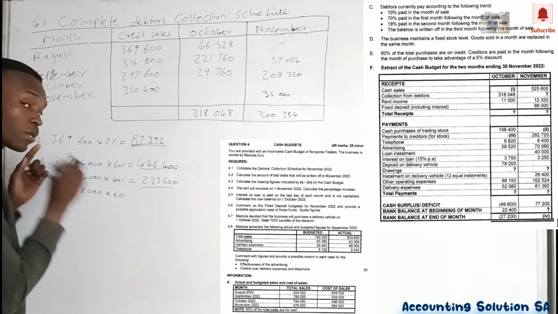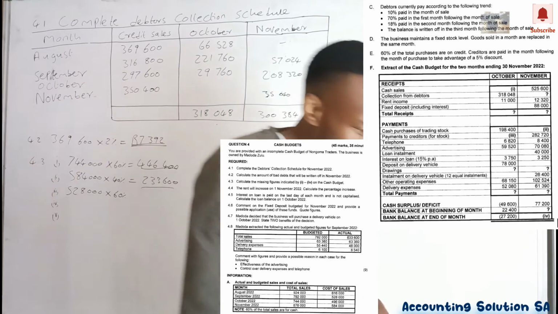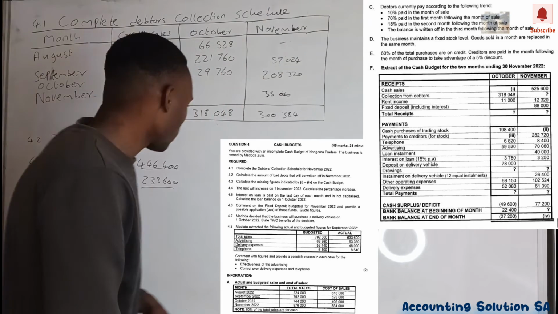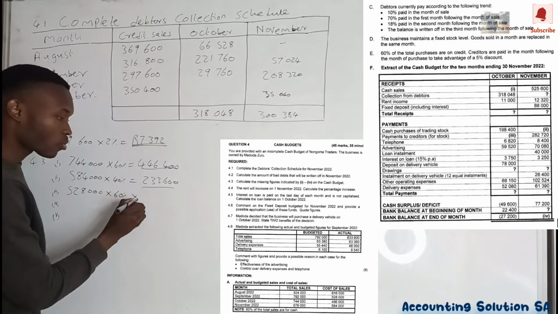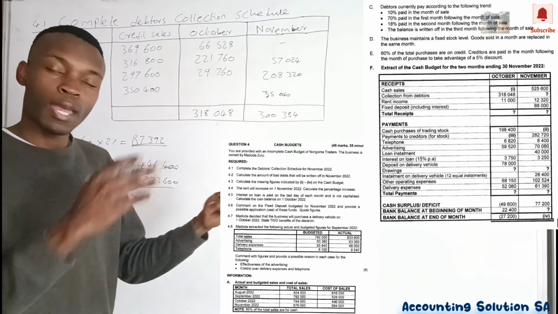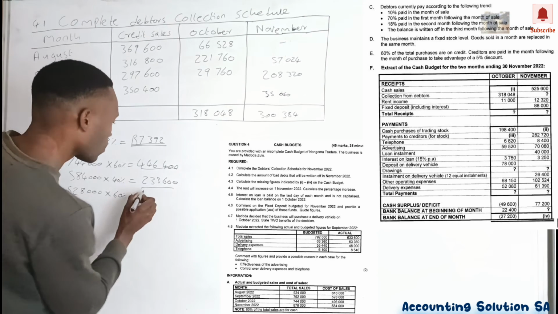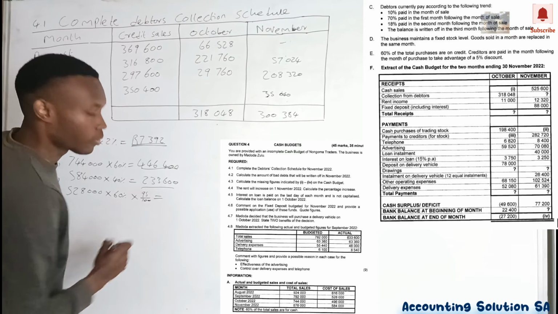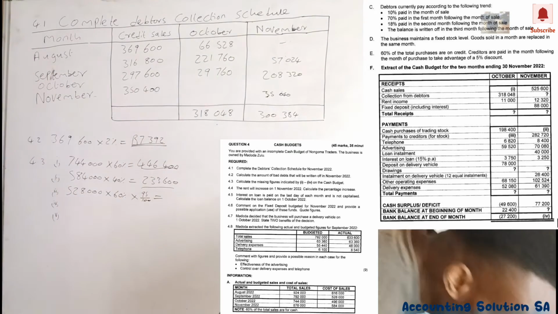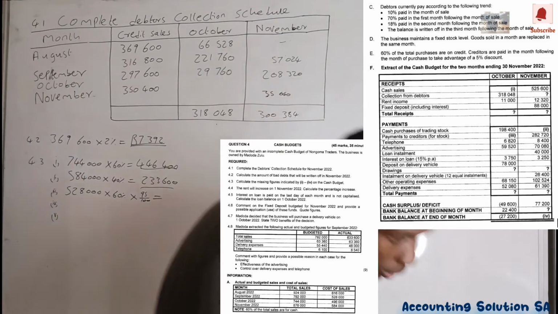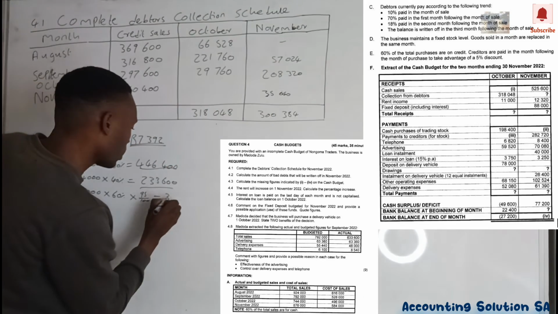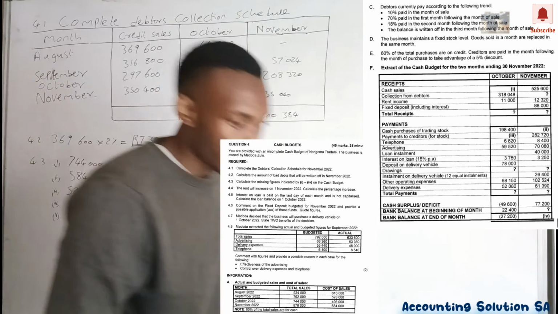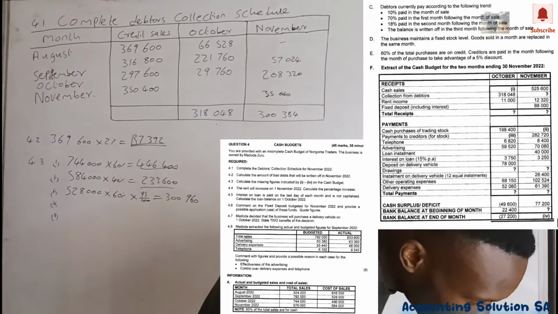Why 60%? Because we are dealing with credit now, not cash. And remember they say that there's a 5% discount, which means that we're not going to pay 100%. We're going to pay 100 minus 5% discount, which we have to say multiply by 95 over 100, which is going to give us an amount of 300,960. Simple as that.